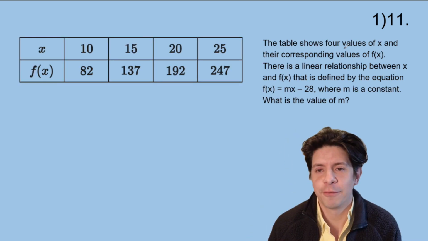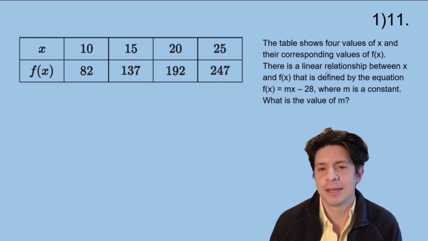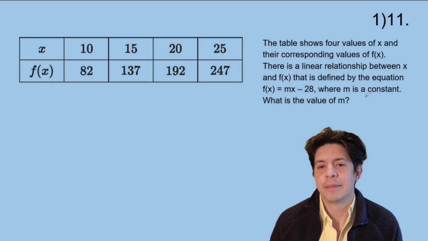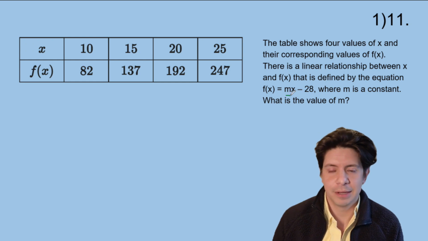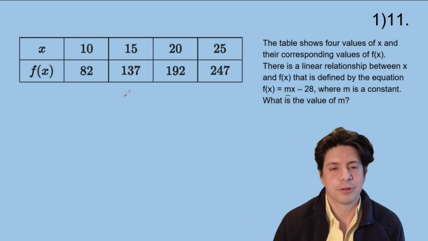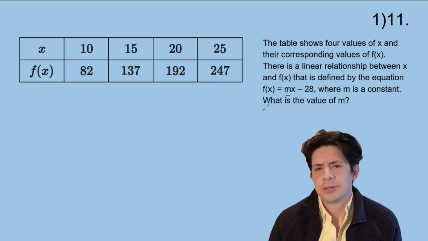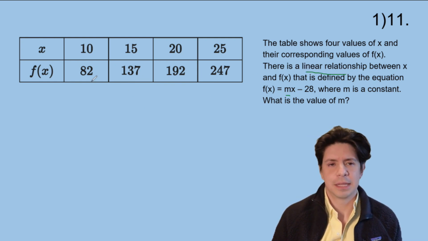The table shows 4 values of x and their corresponding values of f of x. There is a linear relationship between x and f of x that is defined by the equation f of x equals mx minus 28, where m is a constant. What is the value of m? Wow, they're so kind, they even made the value of the slope be m, like it normally is in our standard equation, right? So just asking for the slope, it's a linear relationship. So we just want to find the slope.